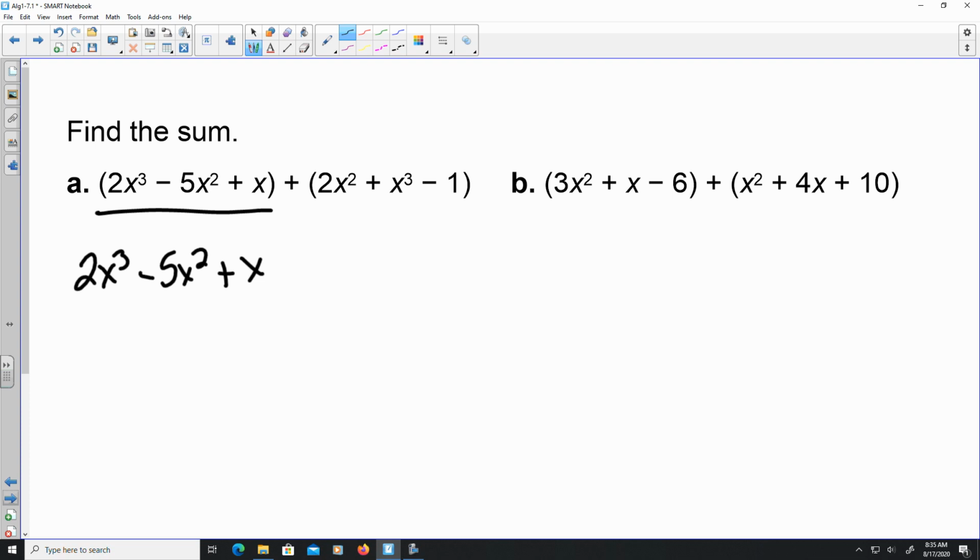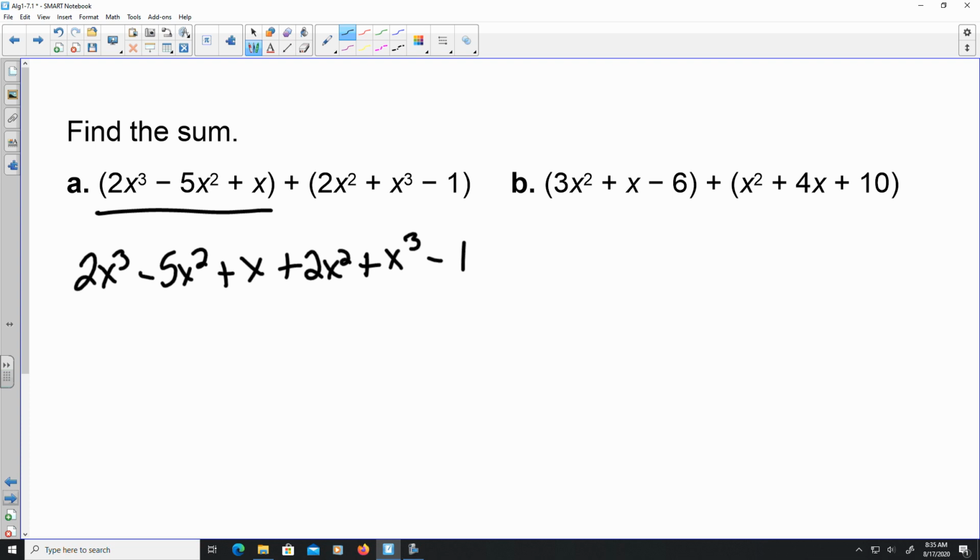The second set of parentheses, because this is an addition problem, you are also going to leave the same as well. So if it's positive, leave it positive. If it's negative, leave it negative. So it's plus 2x squared plus x cubed minus 1. So all I have done is taken every term out of the parentheses.